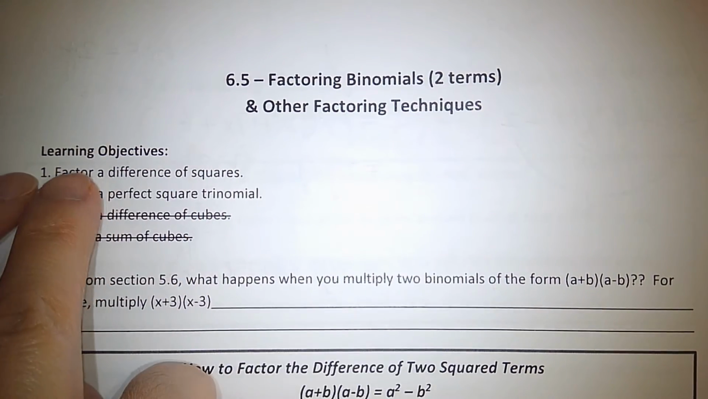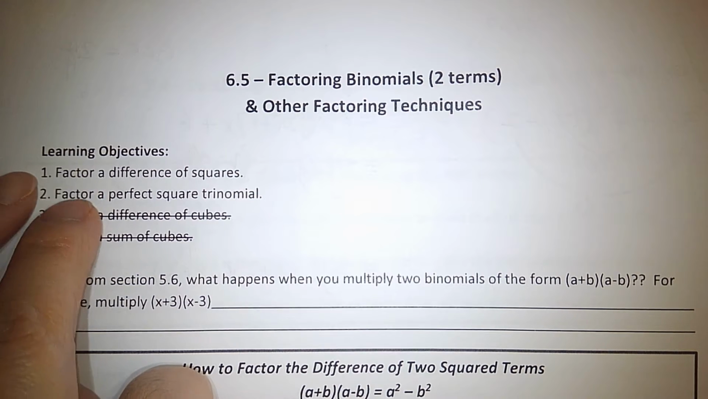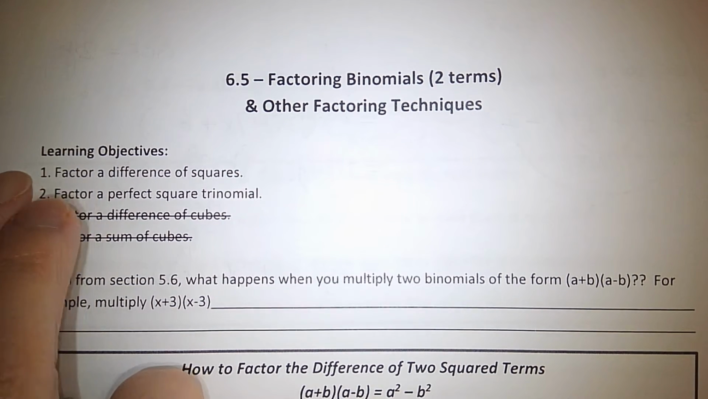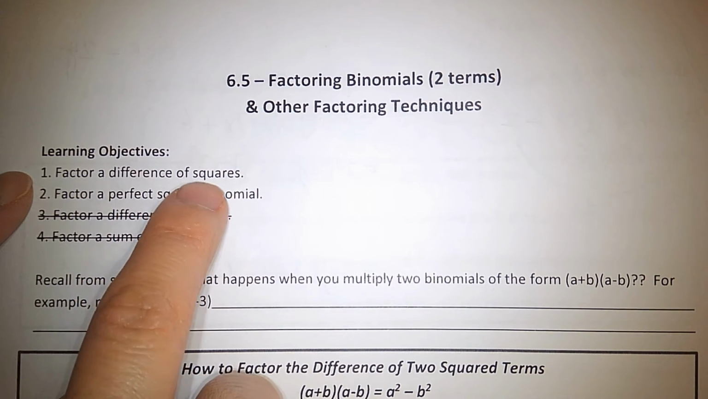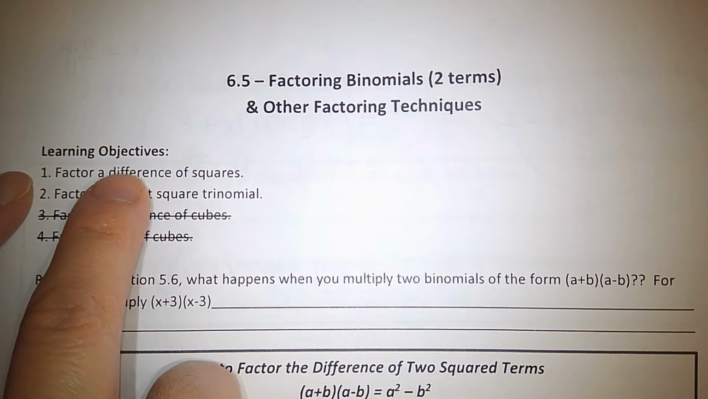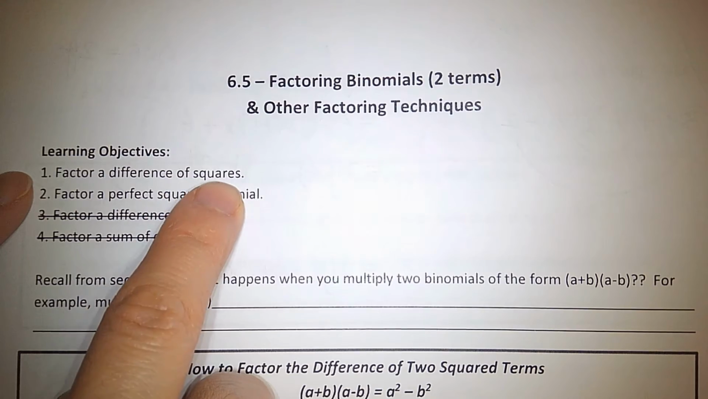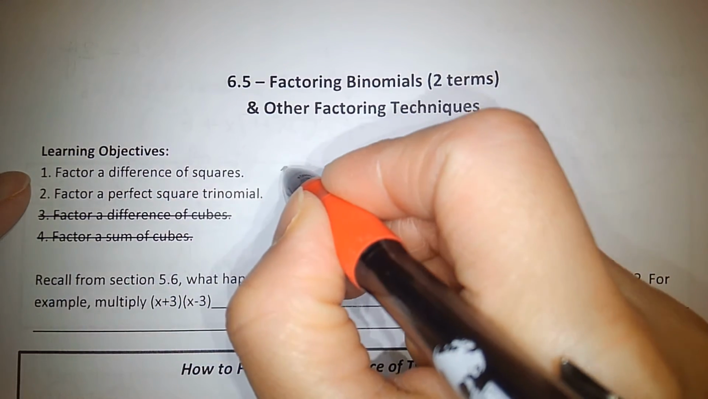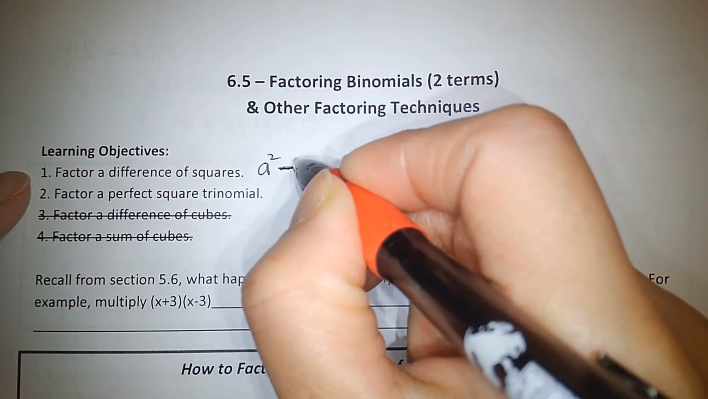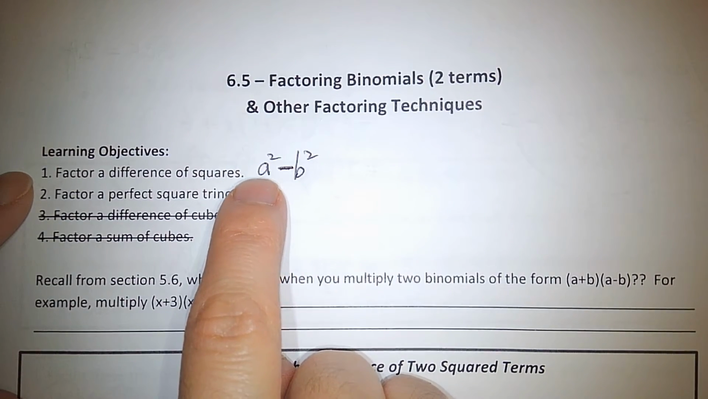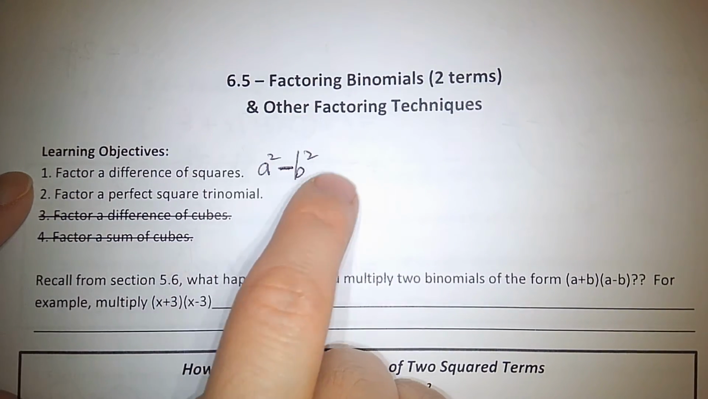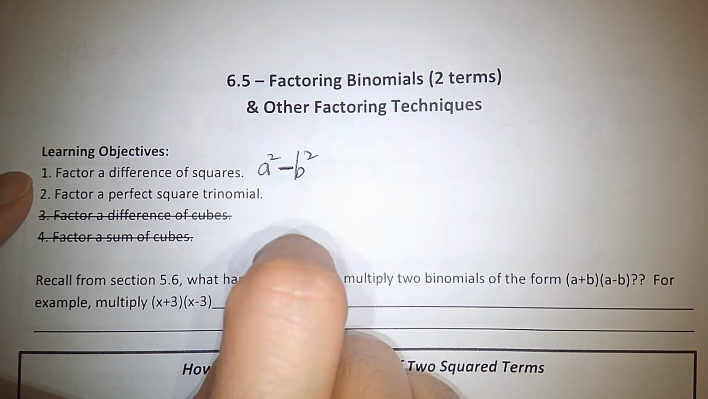So we are going to learn 2 formulas today, okay? 2 types of the formula. The first type is called what? Factor a difference of squares, okay? What does difference of squares mean? It's a difference of what? Squares, okay? So how to factor a squared minus b squared, this type of the binomial, right?